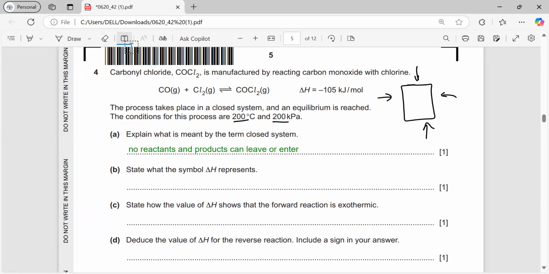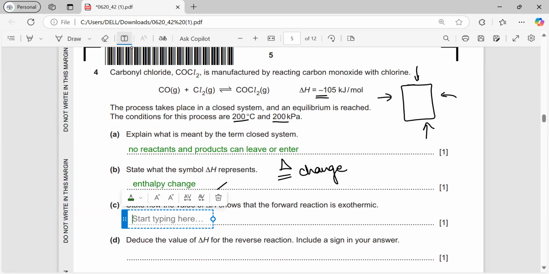Describe what the symbol delta H means. Now delta H means enthalpy change. You have to write the change also because the symbol delta means change. So write enthalpy change in full. State how the value of delta H shows that the forward reaction is exothermic. Very clear, because the value here is negative, which means that the forward reaction is exothermic.